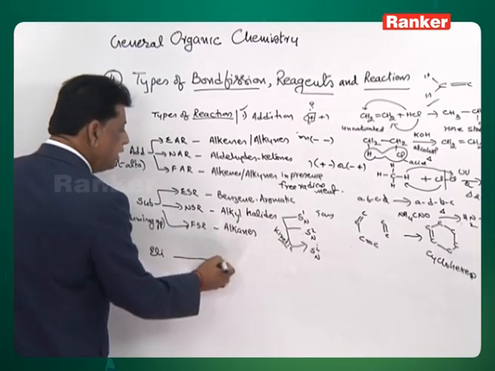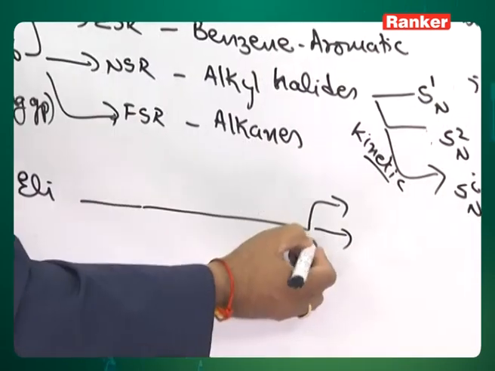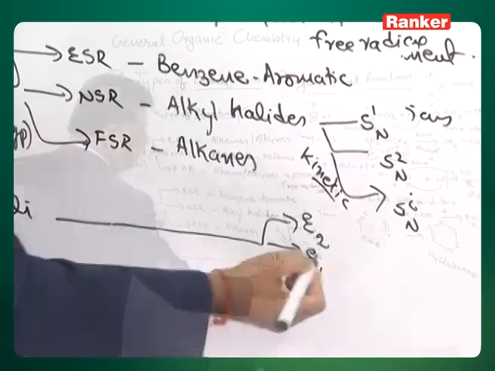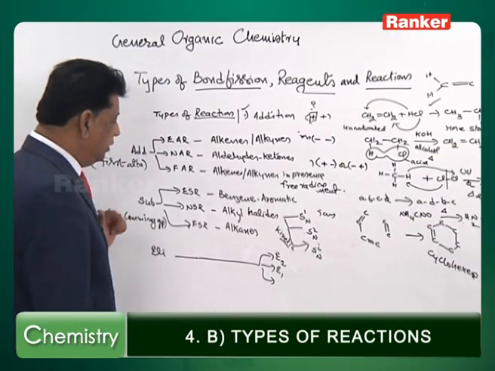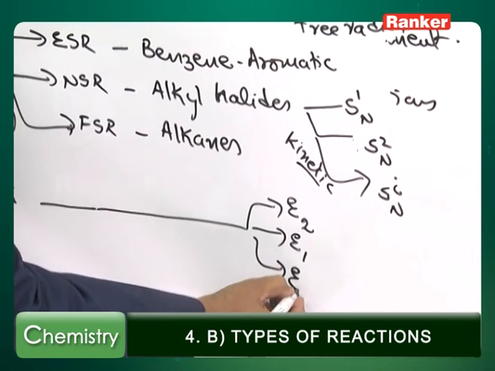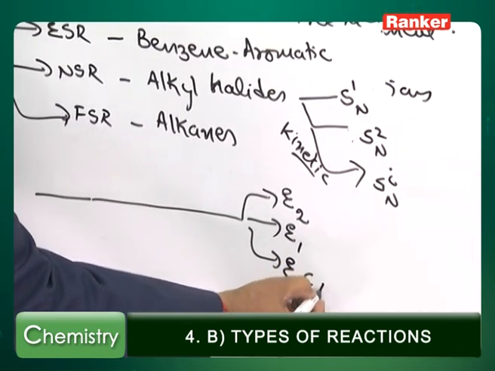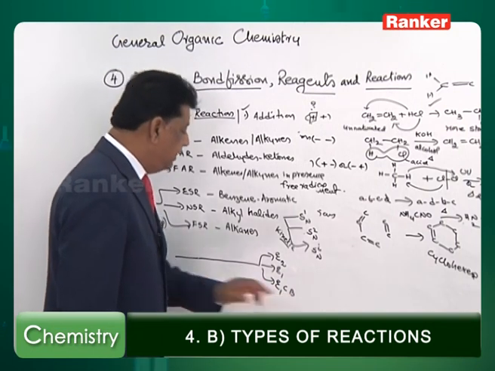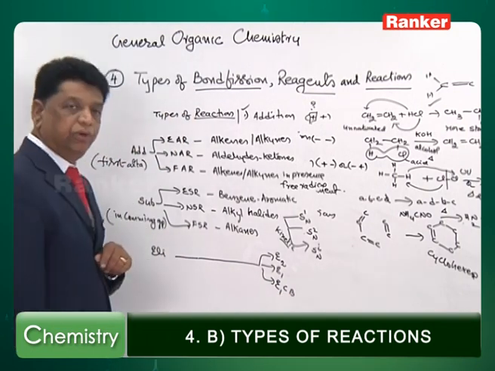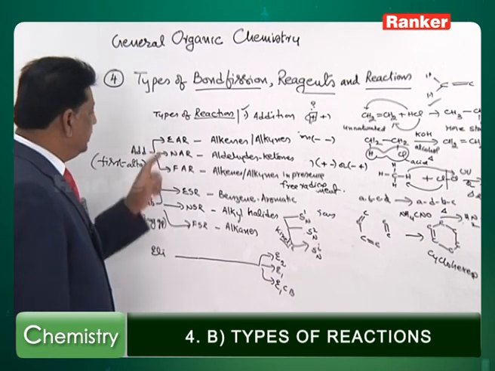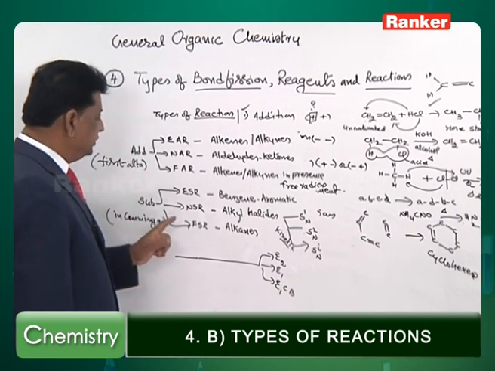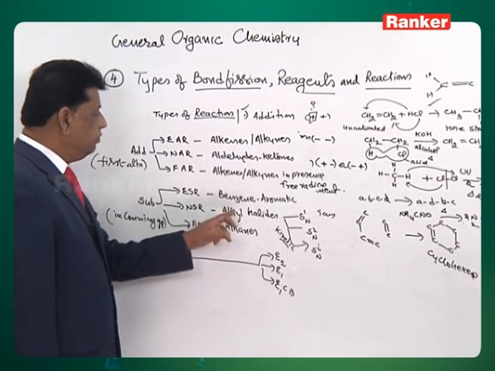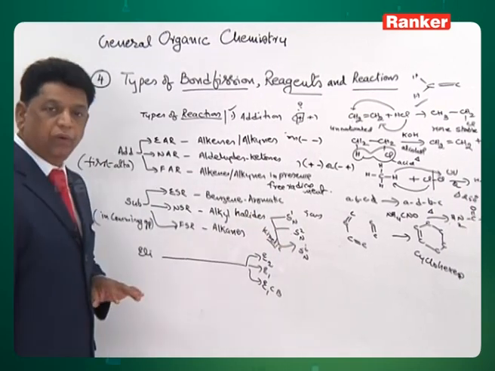This is also kinetically classified into elimination bimolecular, elimination unimolecular, and elimination unimolecular E1CB. This is elimination unimolecular with conjugate base. This type of classification we also have. Now we are going to see this 3 plus 3, 6 plus 1, 7. In this particular nucleophilic substitution, again 3 types we are going to see.